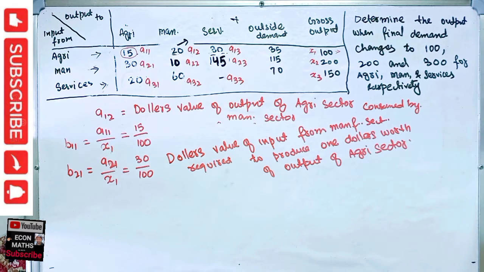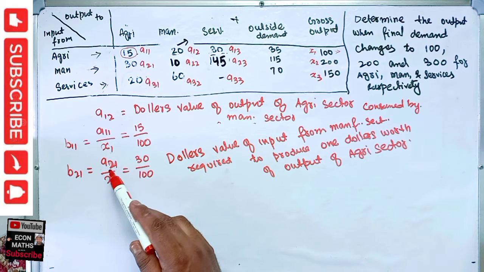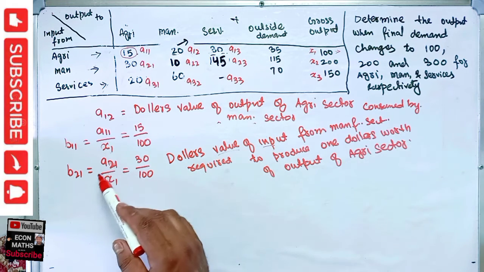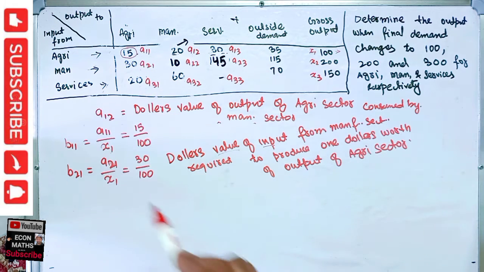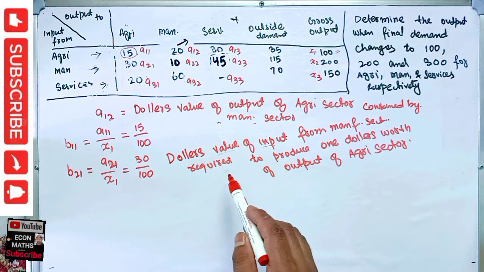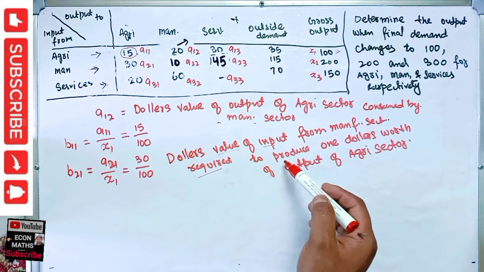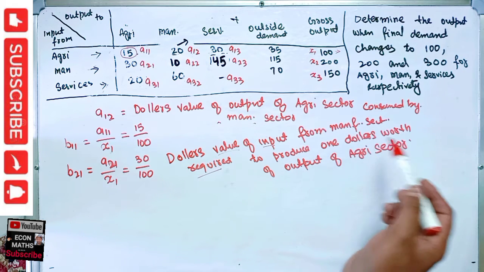Okay, so what does this tell us? It simply tells us that this B21 is the dollar value of input from the manufacturing sector required to produce $1 worth of output of the agriculture sector.